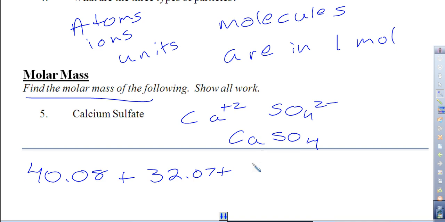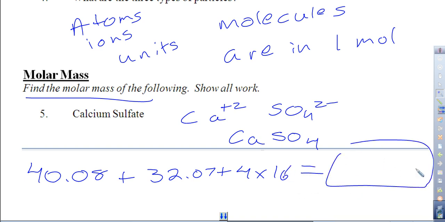Plus, what? Y times 4. Good. So we do 16 times 4. We add it up, and that is our molar mass, units of grams per mole. Now again, I don't care about the destination, I care about the journey. So let's move on to the next problem.